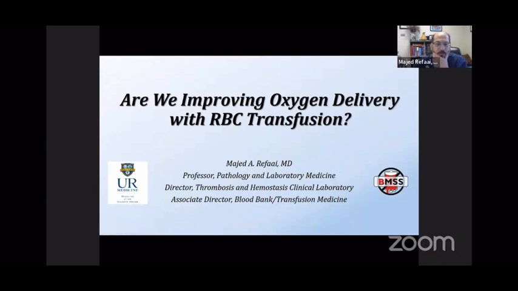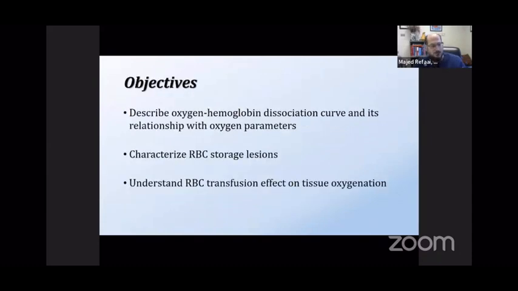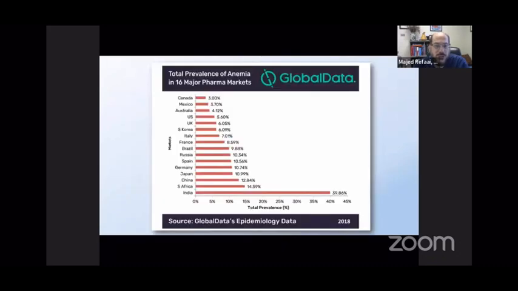Refaai. Thank you very much for the nice introduction, and thanks for having me, and thanks to the BMSS for organizing this nice meeting. The entire idea of this presentation is: are we doing any good for the patient when we transfuse them red blood cells? The objective of my talk is to describe the oxygen hemoglobin dissociation curve, talk a little bit about the storage lesion of the red blood cells, and understand the effect of red blood cell transfusion on tissue oxygenation.